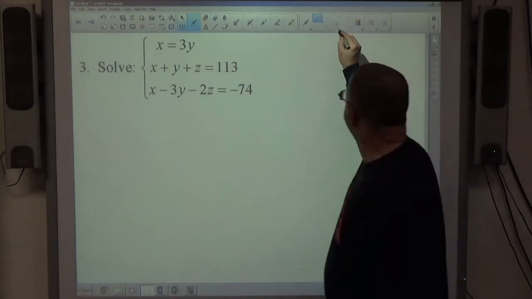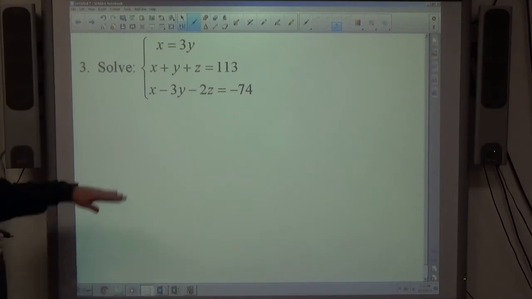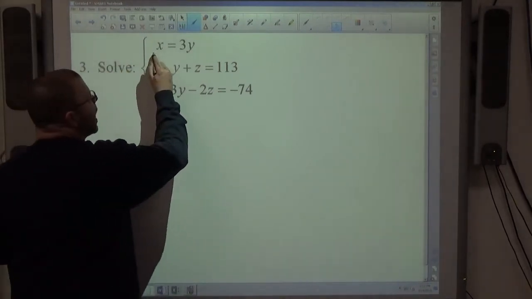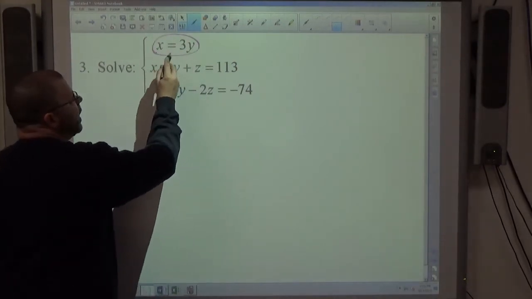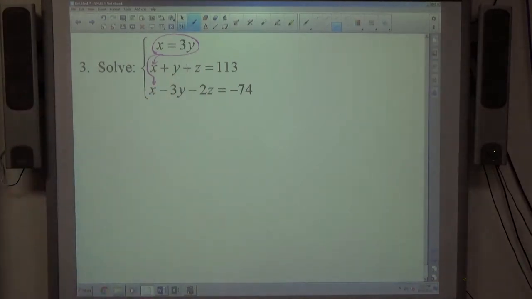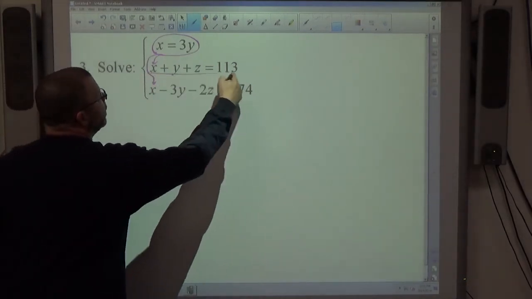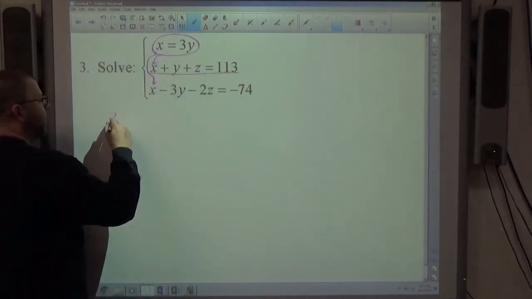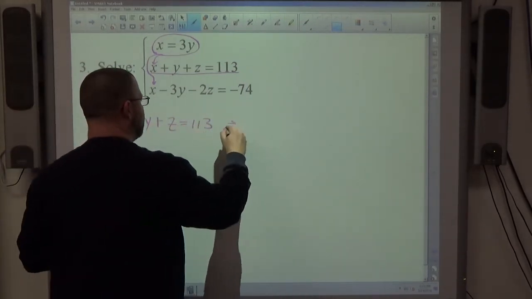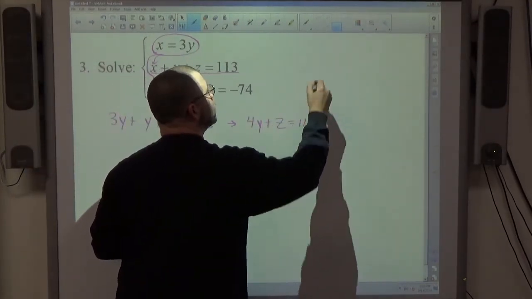Number 3, system of 3 equations with 3 variables. The first priority is to reduce this whole system into a system of 2 equations with 2 variables. And this type of statement is very helpful in making that occur. X equals 3y, so I substitute here and here to get rid of the x in the other 2 equations. So if I do those substitutions, the top equation, changing x into 3y becomes 3y plus z is equal to 113, which becomes, if I add like terms, 4y plus z is equal to 113.